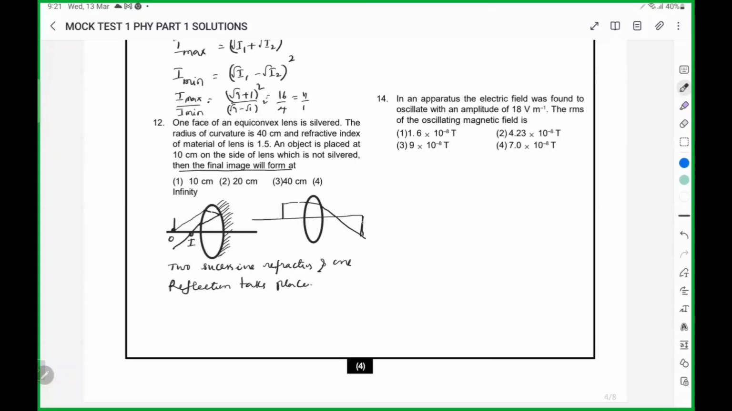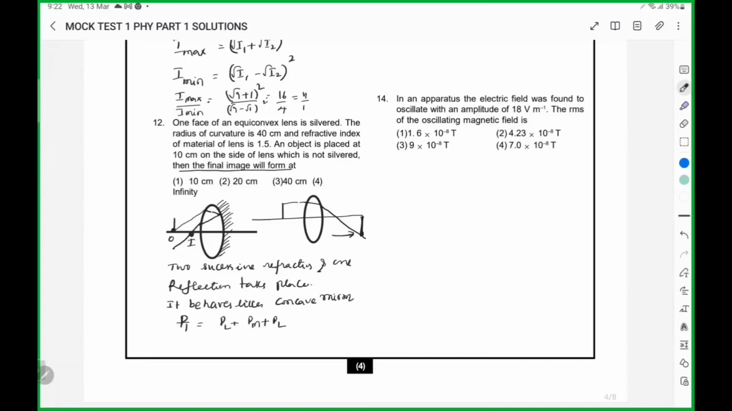So finally, in a lens, the image is formed on the other side of the object, whereas here the image is formed on the same side. That means finally, after silvering, it behaves like a concave mirror. So the power is equal to power of a lens plus power of a mirror plus power of a lens.